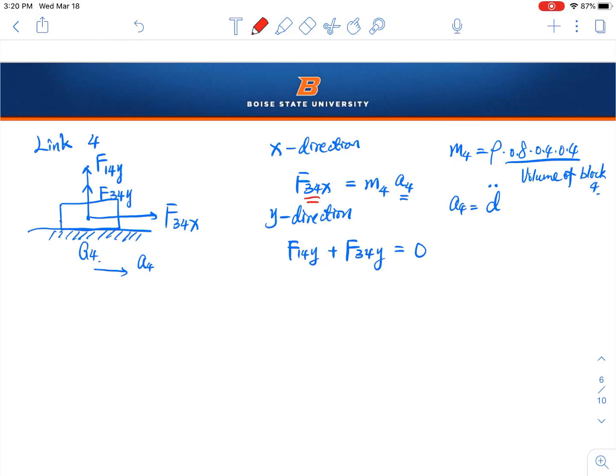We have 1, 2, and 3. Okay, so let's count all the equations. Remember that in this case, rotation gives us no equation, right? Because there's no torque in the system. All the forces are applied at the center of gravity. So that means no equations.